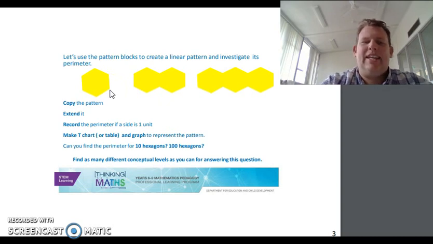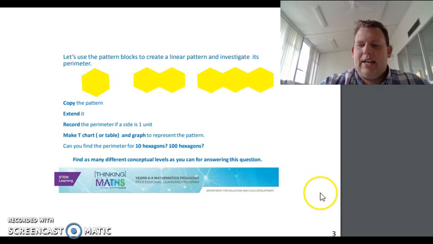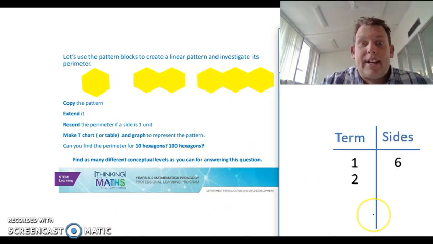Right, make a T-chart. I've just made a T-chart quickly here and put it down the bottom, so you can see term and sides. For each term, as we talked about, term 1, term 2, term 3, I count the number of units on the side. So my first is 6. What would be the number of sides on my second term? Then the number of sides on my third term. I want you to keep going, and then can you find the perimeter for 10 hexagons?